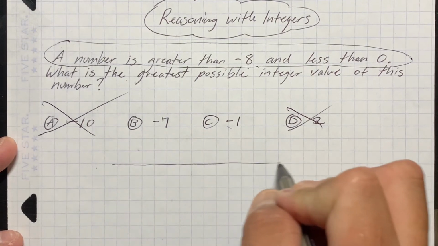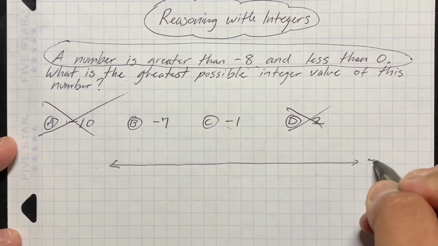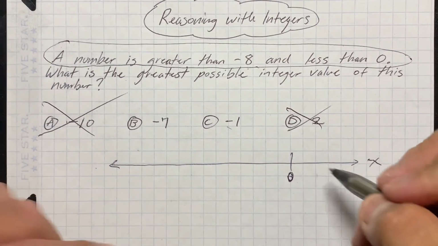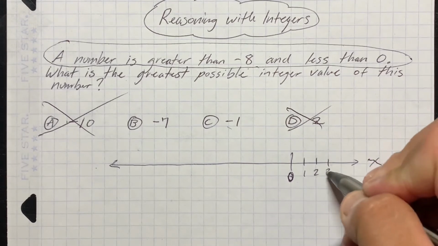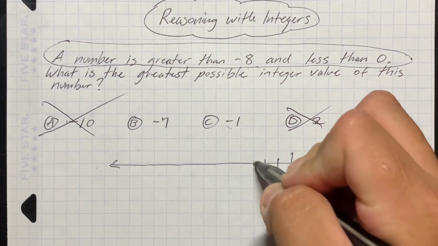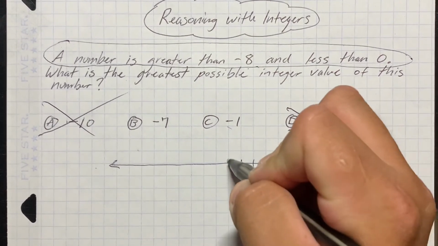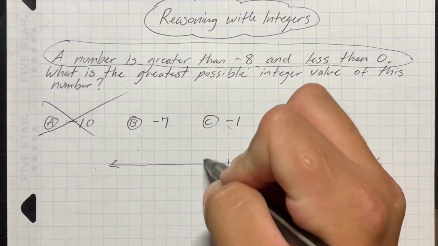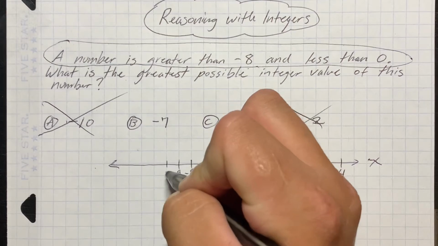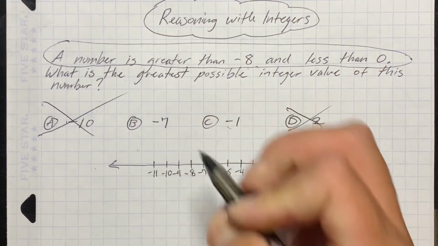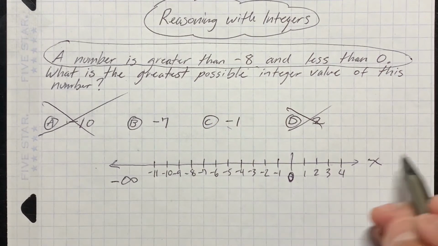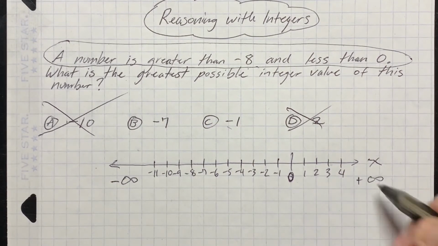I'm going to draw a number line, the x-axis, the horizontal number line. Here's 0, okay? And here's +1, +2, +3, +4, so on and so forth. Here we have -1, -2, -3, -4, -5, -6, -7, -8, -9, -10, -11, and it's going to keep going forever to -infinity. These positive integers are going to keep going to positive infinity, okay?